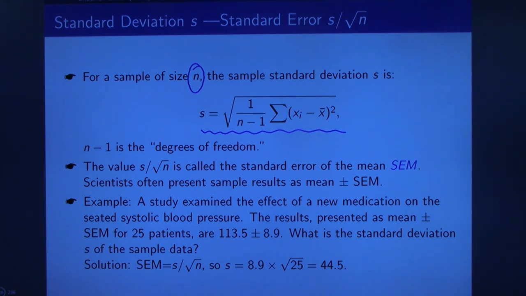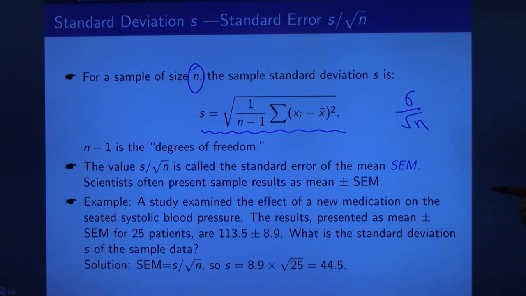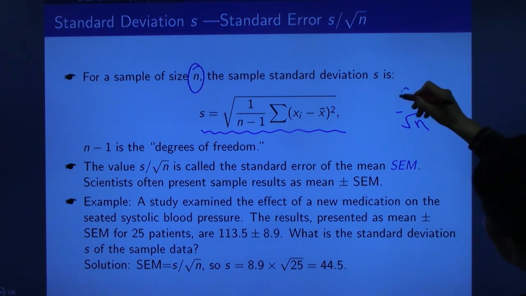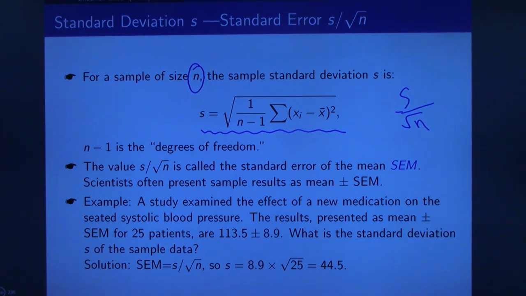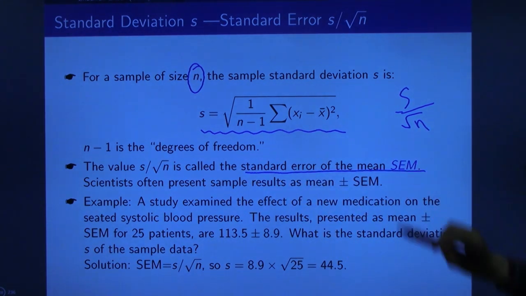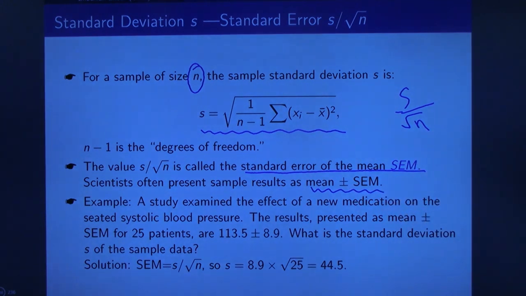When we discussed last chapter, we had sigma over square root of n. Now we don't have sigma. Instead, we have S. Then S divided by square root of n is called the standard error of the mean. Scientists often present a sample result as the mean plus or minus the standard error of the mean.